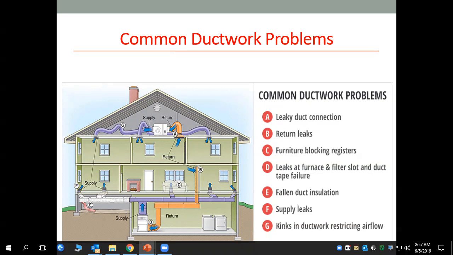Again, you have the leaking at the furnace, filter slot. You can have fallen duct insulation within the unit. Again, supply leaks, and then kinks in the ductwork.